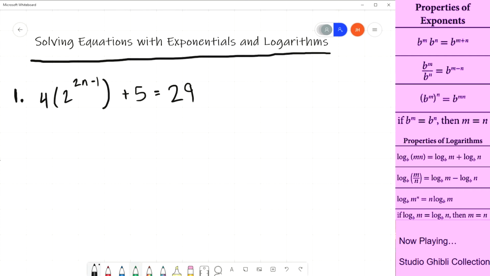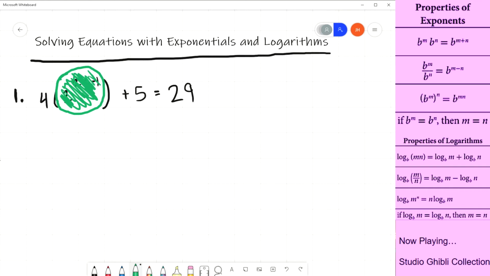The thing here is that n is actually a part of a greater term, a greater piece, this 2 to the power of 2n minus 1. So what I need to do is get that alone. Treat this essentially like a single variable. This blue circle is a single variable.